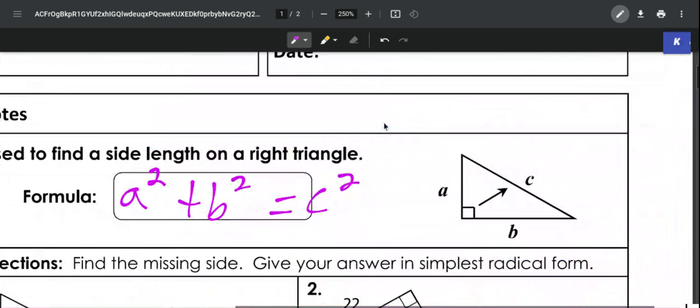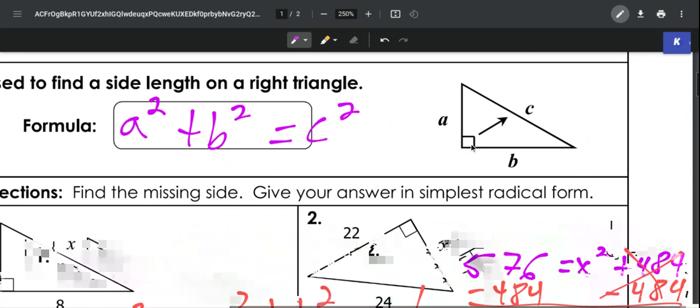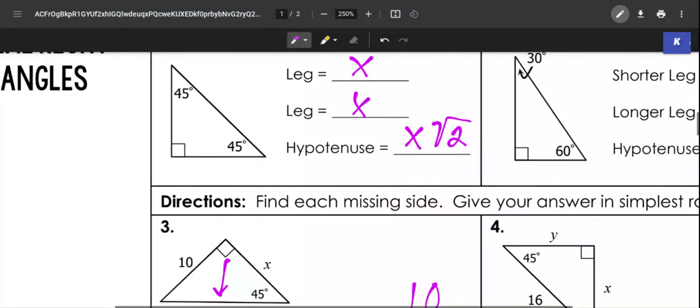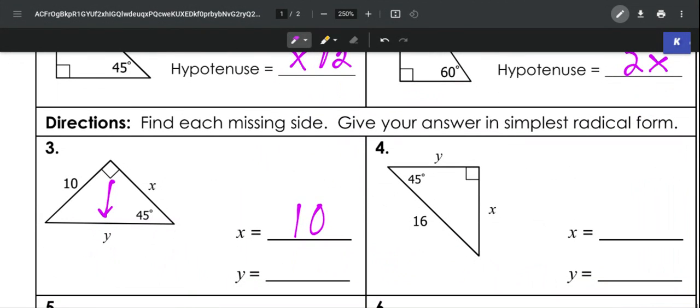So if we go and look back at other problems, like if we look back at the original triangle, our 90-degree angle's here, so our hypotenuse is opposite of that. Just like in number 2, our hypotenuse was opposite of this 90-degree angle. So that's a good way to not get confused of where your hypotenuse is.